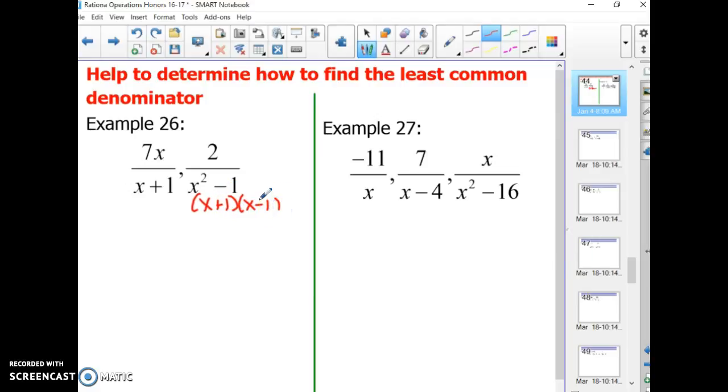Well, this has a plus 1 and a plus 1. Both fractions have a plus 1, but this has a minus 1. To match it, I need to do an x minus 1 on the bottom, and then I'll have to do it on the top. So the common denominator is going to be that x plus 1, that x minus 1.